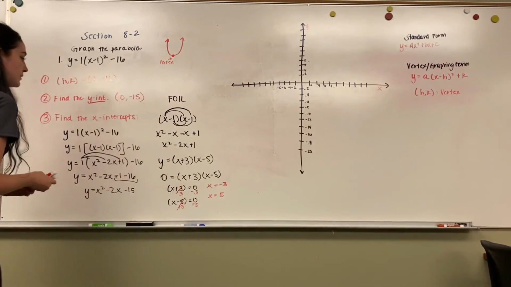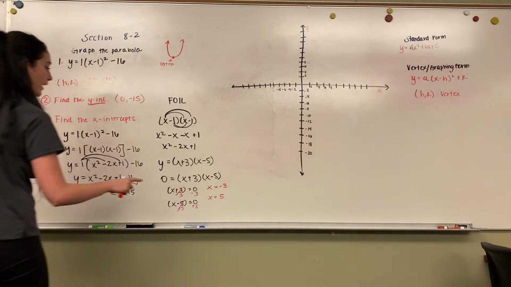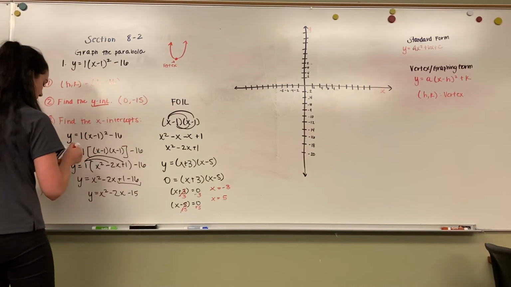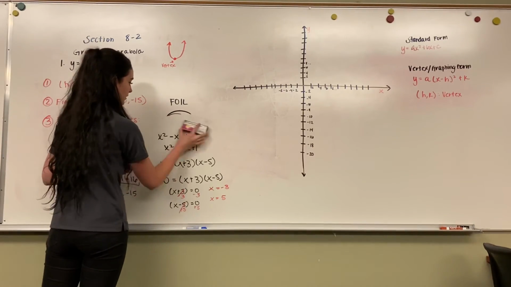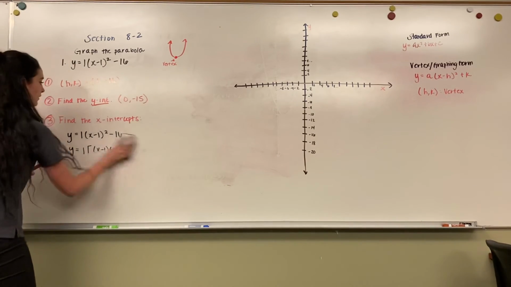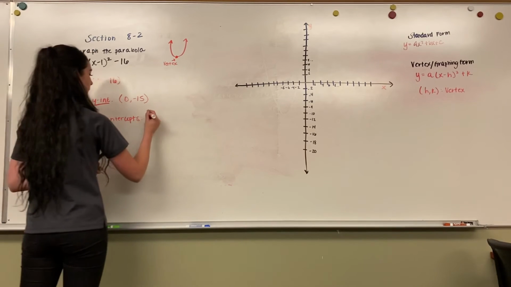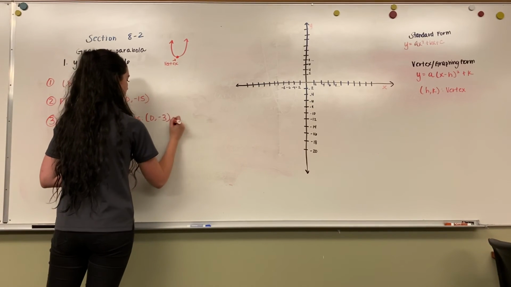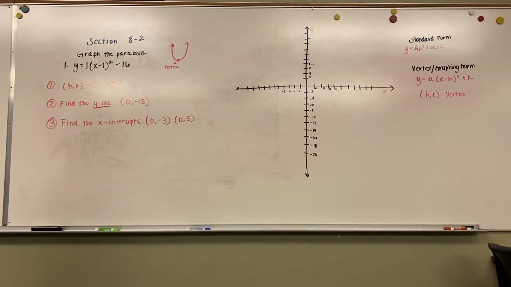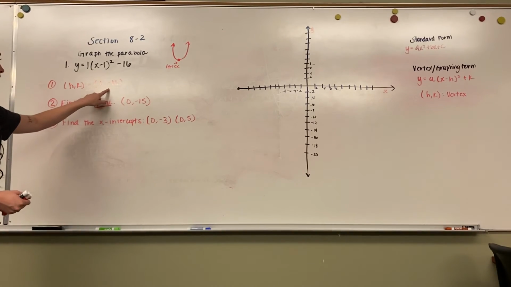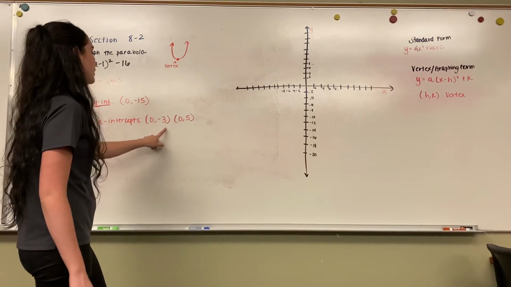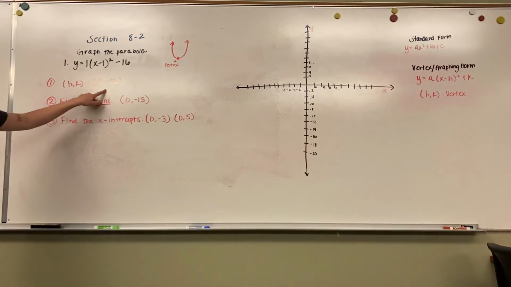Okay, so we found our x-intercepts. There's 2 points, remember. Y is 0 and x is -3. And y is 0 and x is 5. So our x-intercepts are 0, -3, and 0, 5. Okay, so we have enough information to graph our parabola now. We know the vertex is 1, -16, the y-intercept is 0, -15, and the x-intercepts are 0, -3, and 0, +5. So let's go ahead and graph our vertex first.